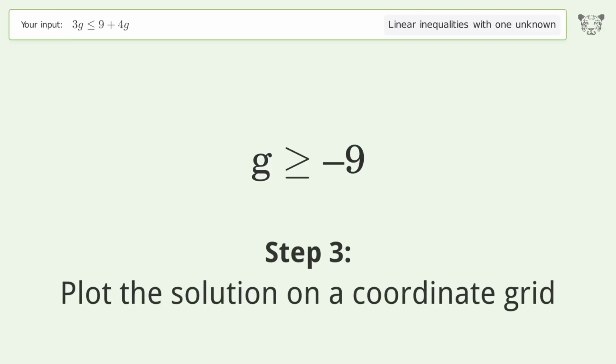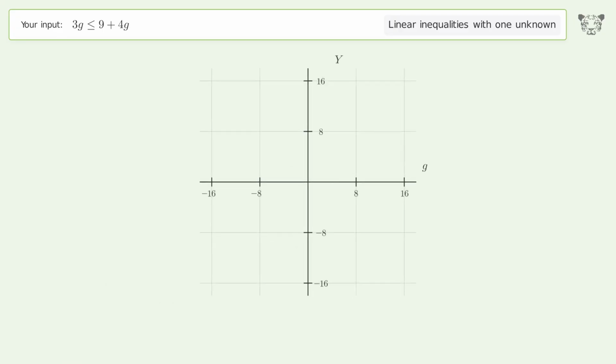Plot the solution on a coordinate grid. And so the final result is g equal or greater than -9.